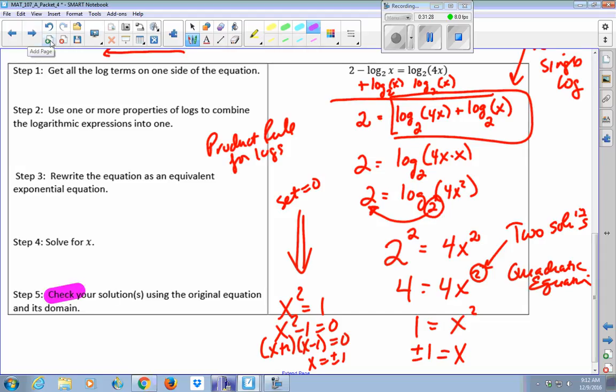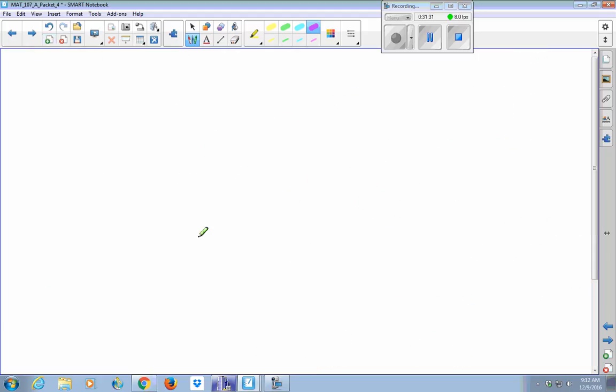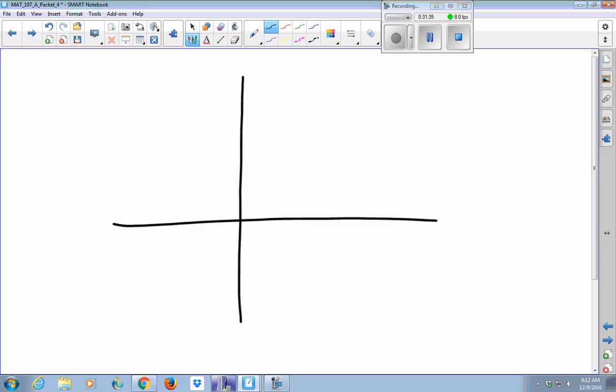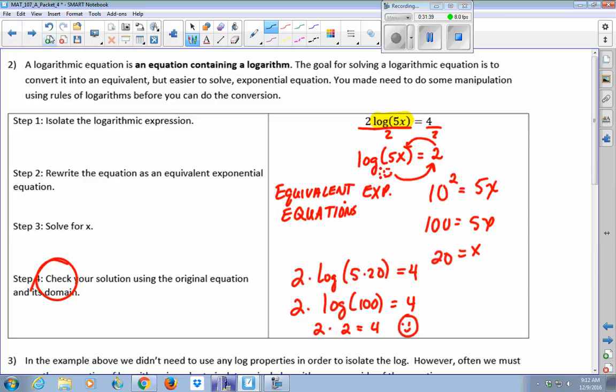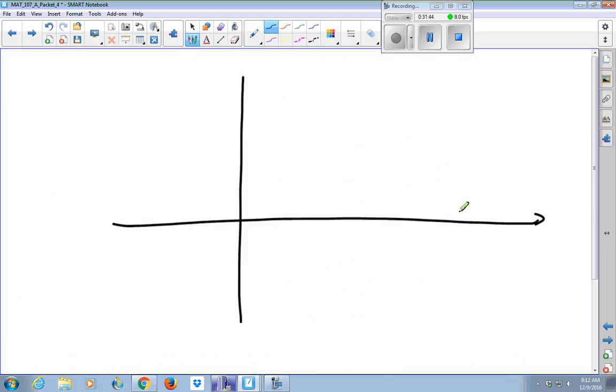Because if I were to graph this log, what was the base? Base 2. All right, really the base doesn't matter that much, at least just in terms of a picture. Remember, a log only uses a basic parent graph.